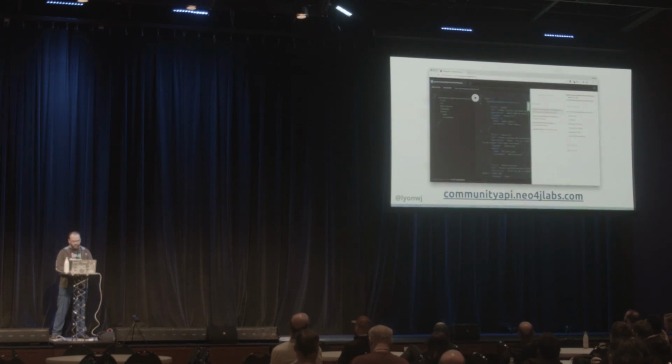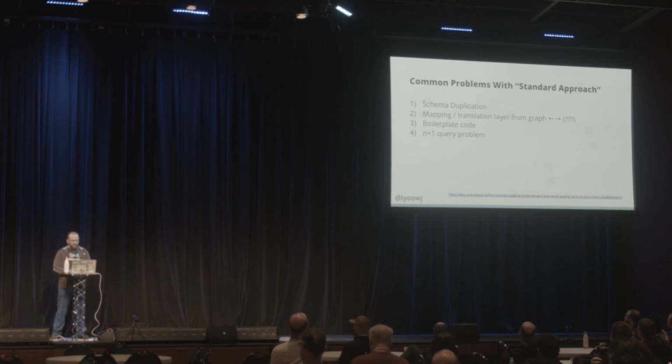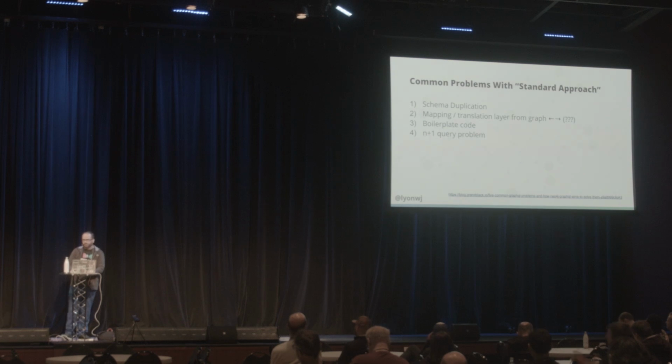Cool. And so that's basically the code for this community API that we use to power those activity feeds. This is what I would say is maybe the standard or the naive approach of building a GraphQL API, where you just implement these resolvers that query a database. And you can see there's some common problems here.